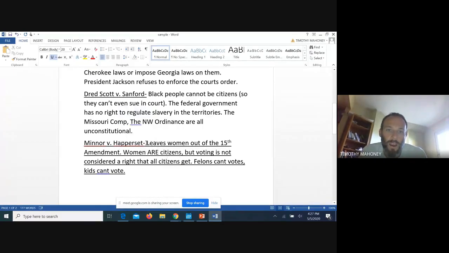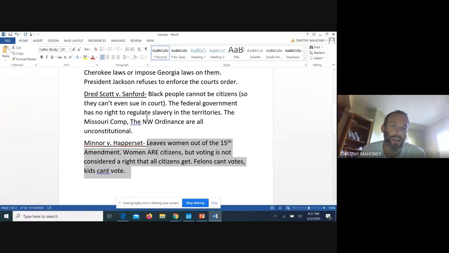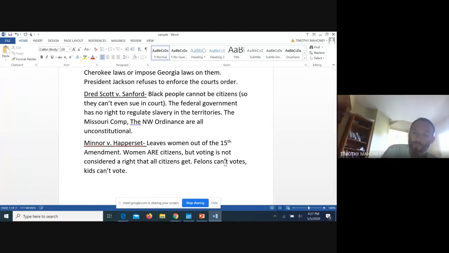Cool. Hopefully that one makes sense for you guys. You've got to understand, guys, if you're talking about Reconstruction, you can get that deep analysis point by letting the grader know that women really get left out of that major Reconstruction accomplishment, the 15th Amendment. Felons can't vote. Kids can't vote. Minor v. Happersett leaves women out of the 15th Amendment. Women are citizens, but voting is not considered a right.